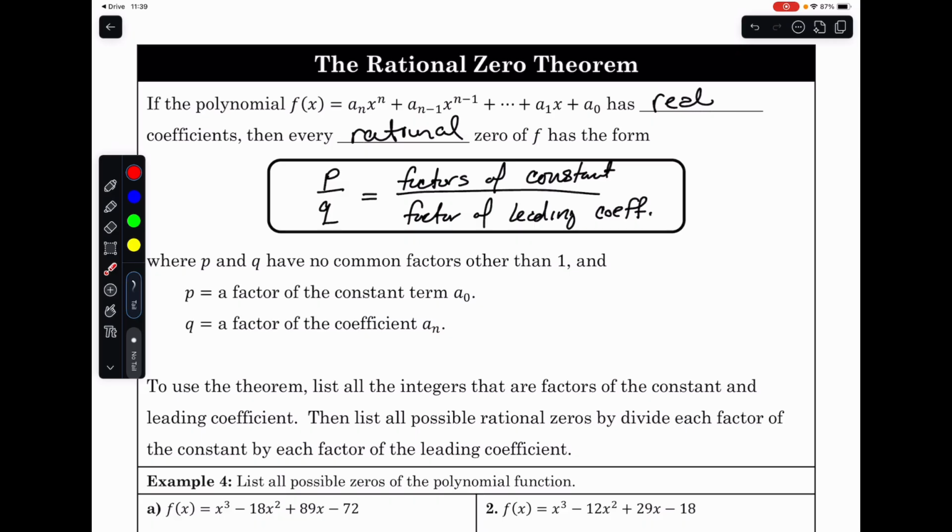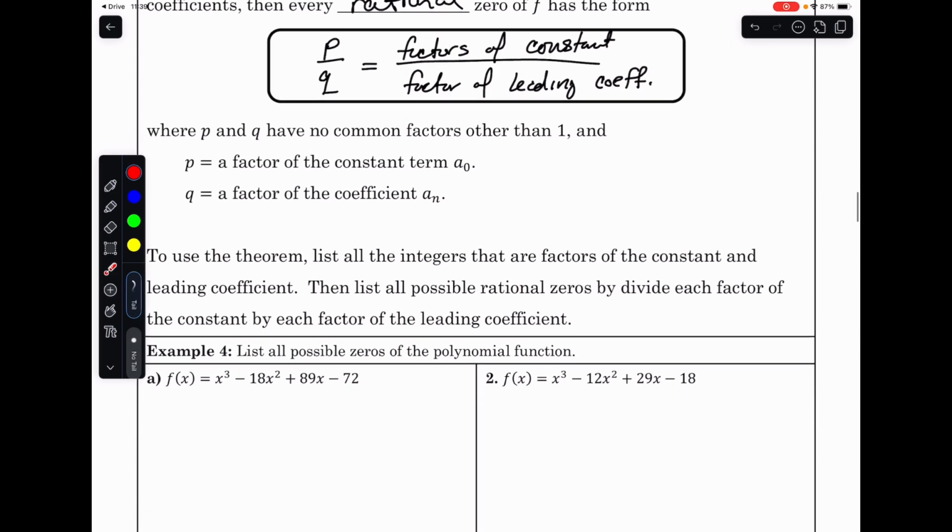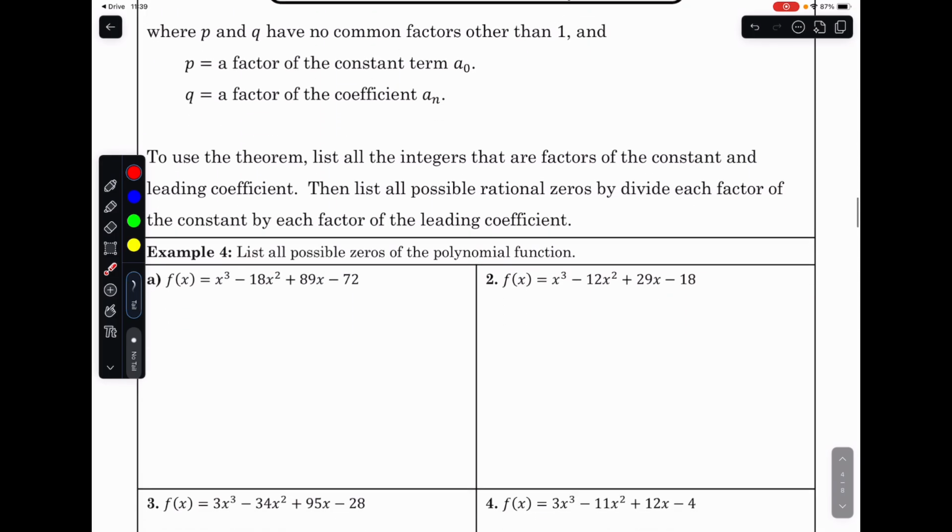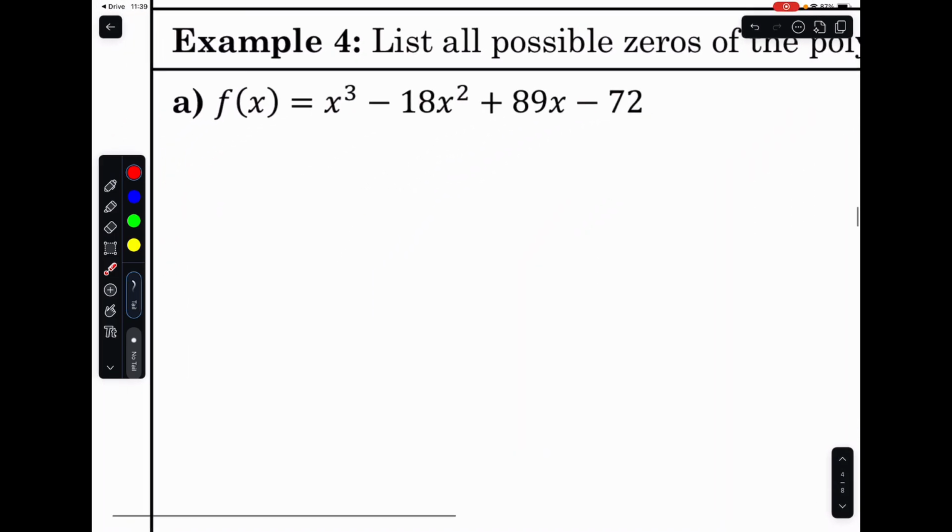Now, to use this theorem, we're going to list the integers that are factors of the constant and the leading coefficient. Then we list all the possible rational zeros by dividing each factor of the constant by each factor of the leading coefficient. So let's take a look at an example of this. Let's look at example 4a. In this example, we want to create a list of all possible rational zeros.